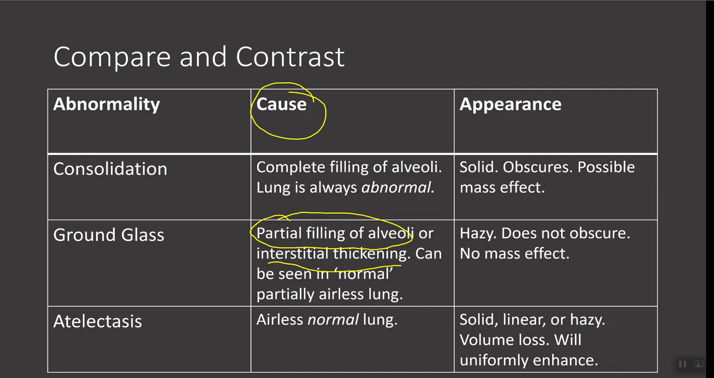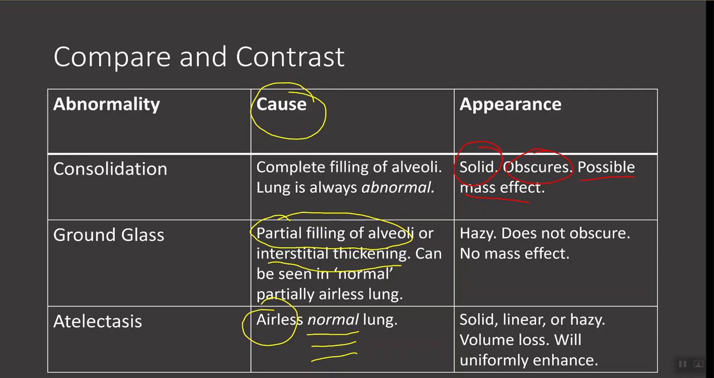Atelectasis, on the other hand, basically means that the lung is airless, but the lung parenchyma is normal. So we're actually looking at normal lung parenchyma. So what is the appearance? Again, the appearance for consolidation is going to be solid, right? It's going to obscure underlying bronchovascular anatomy, and there's the possibility of mass effect. Remember, consolidation can push fissures away from it.